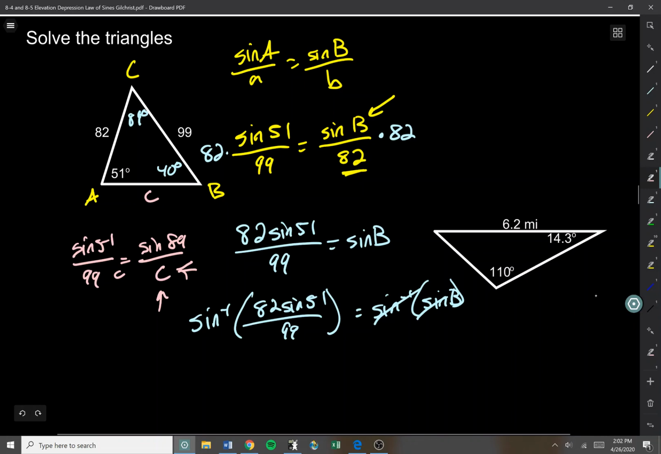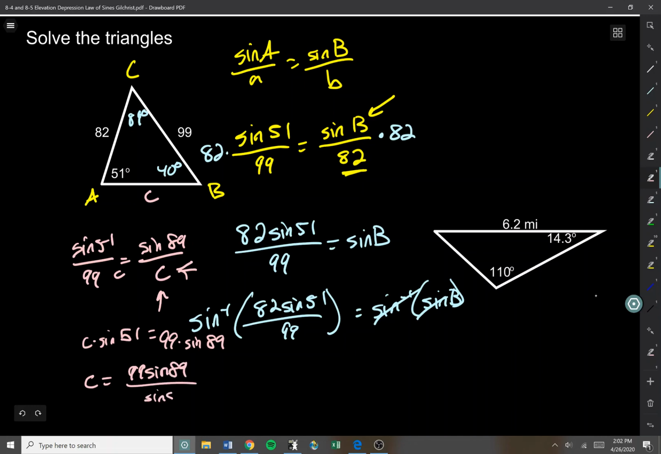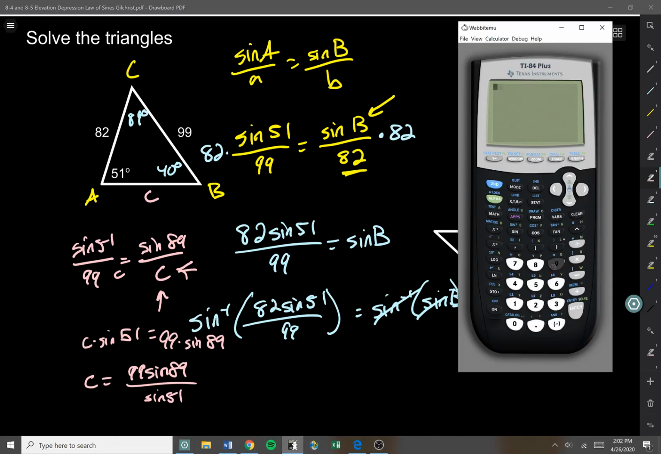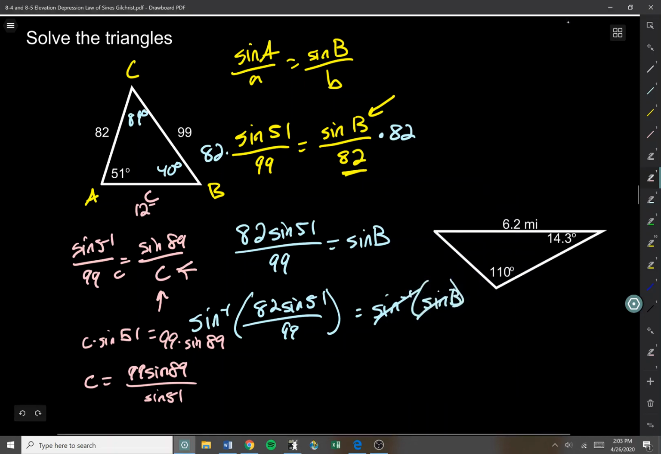But I'll write out the cross multiply. It's C times the sine of 51 equals 99 sine 89. Divide both sides by the sine of 51. And there's side C. 99 sine 89 divided by the sine of 51 is 127.4. That's how many units long side C is.